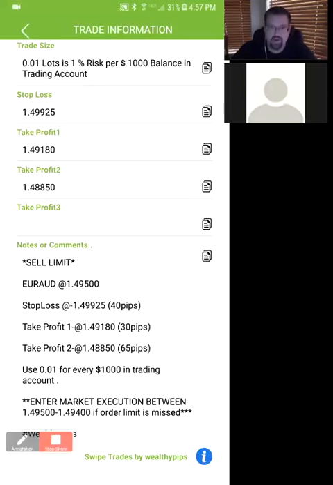For this next week, at least to the end of this week, we've got 2 more trading days here. Just copy and paste 4 things: the right pair, the right price, the right stop loss, and is it a buy or sell limit or market execution?